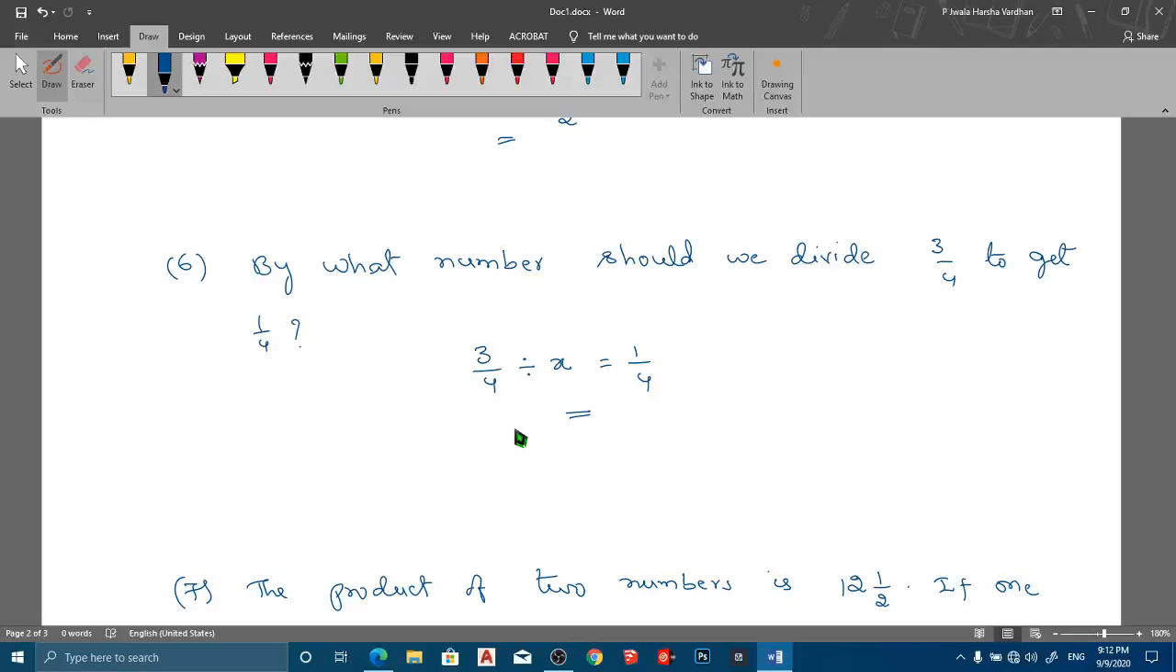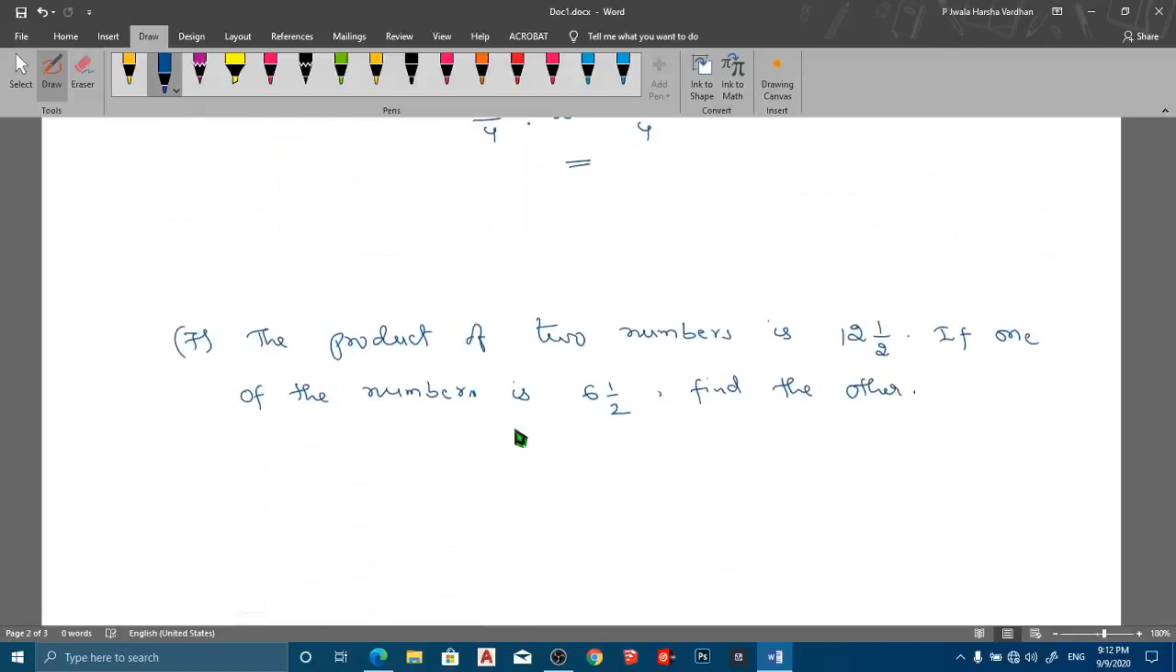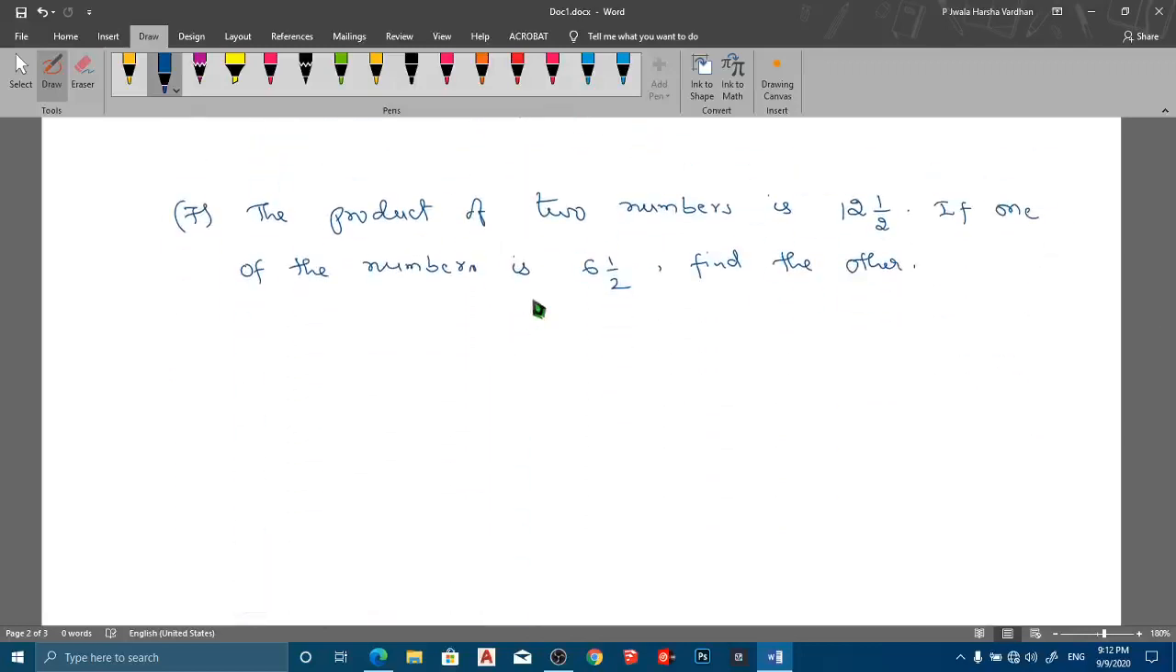This is also an equation form. Okay. So the product of two numbers is 12 1 by 2. If one of the numbers is 6 1 by 2, find the other. Product of two numbers means two numbers, already it is given in the form of 12 1 by 2. If one of the numbers is given as 6 1 by 2, find the other. That other number I am taking as x, which gives 12 1 by 2.